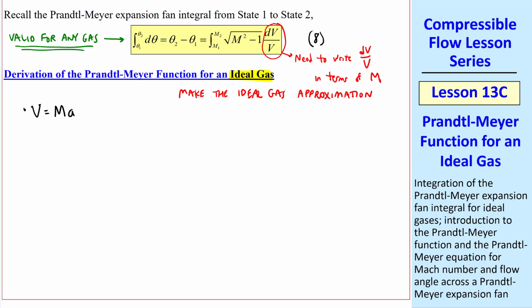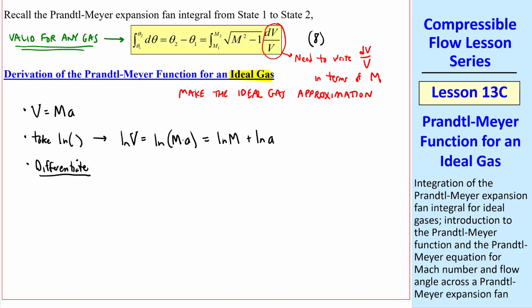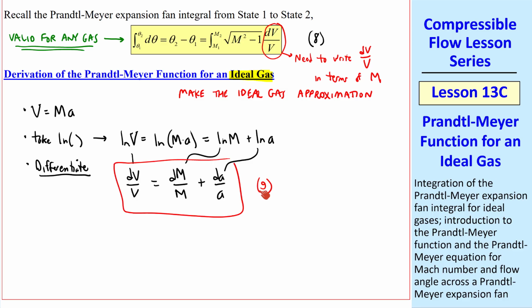We know that V equals Mach number times speed of sound. If we take the natural log of both sides, we get natural log of V equals natural log of M times a, which you should remember that when there's a product like that, this becomes natural log of M plus natural log of a. We differentiate each term in this equation. We get dV over V equals dM over M plus da over a. I'll call this equation 9, extending the numbering system from the previous lesson.